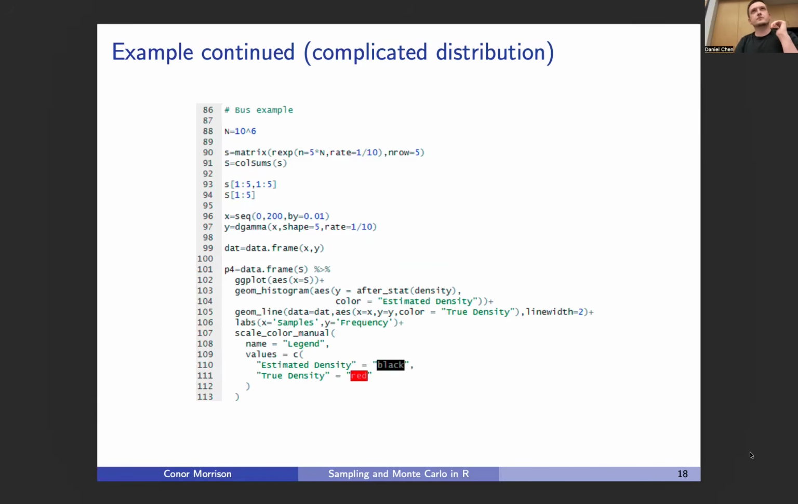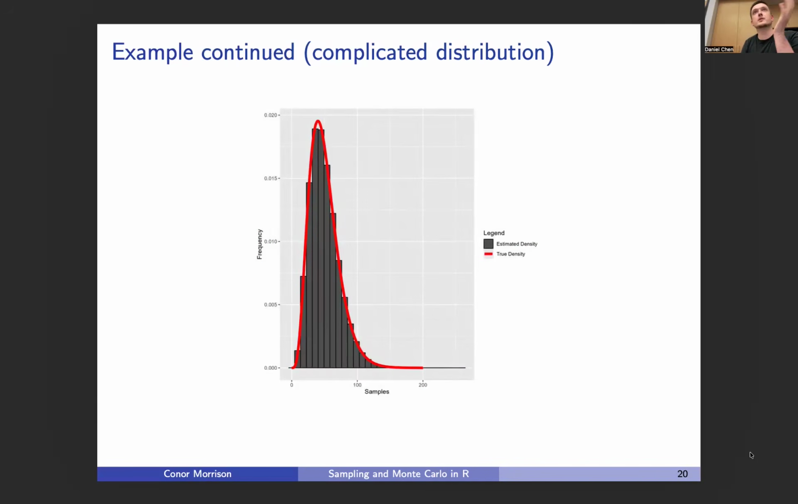And then as I go on, again, at lines 96 and 97, I'm doing the same thing. I'm picking a grid. I'm getting the actual solution that I know, which is the gamma density. And then I'm making a similar plot. So it looks like this.